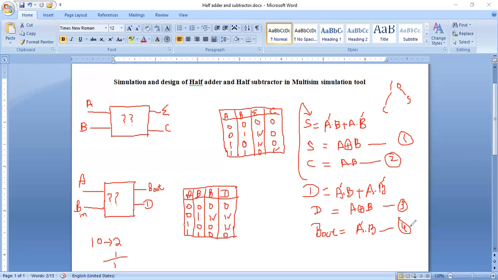So you can see that the difference between the 4th equation and the 2nd equation is that we don't have A complement. So in design, we could have a switch, and then we need to use both A and A complement as the input. So now I'm going to design the 1st and 2nd equation for the half adder in Multisim, and the 3rd and 4th equation for the half subtractor in the Multisim simulation tool. So I'm going to switch my screen to my simulation tool.